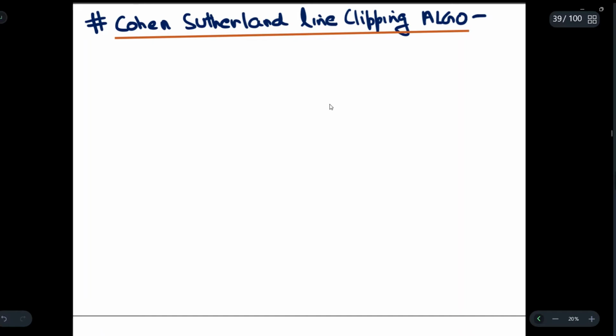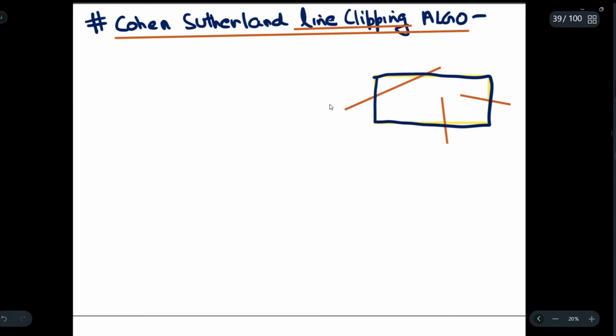Hey guys, so today we are going to discuss the Cohen Sutherland line clipping algorithm. In this we understand that by the Cohen Sutherland algorithm we will be doing line clipping. That is, suppose we have a polygon, say a rectangle, in which there are certain lines passing through it. Now we will only be interested in the lines which are passing through the polygon and which are confined in it. Suppose we have another line which is outside it.